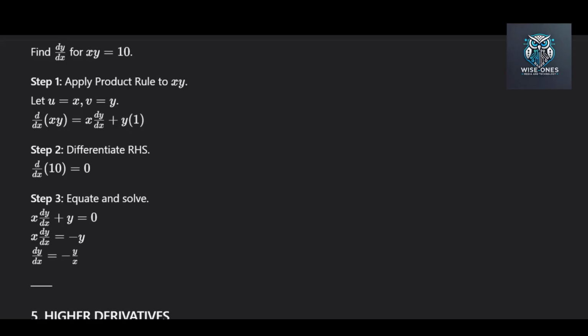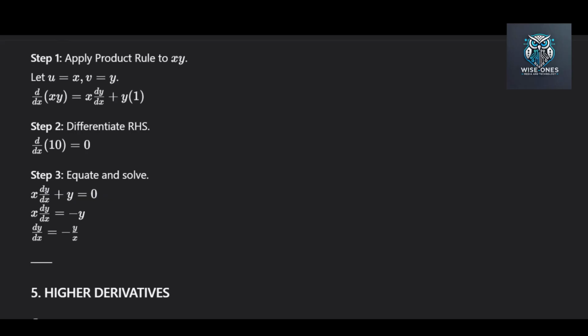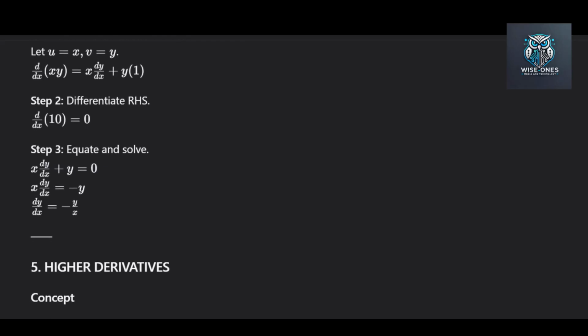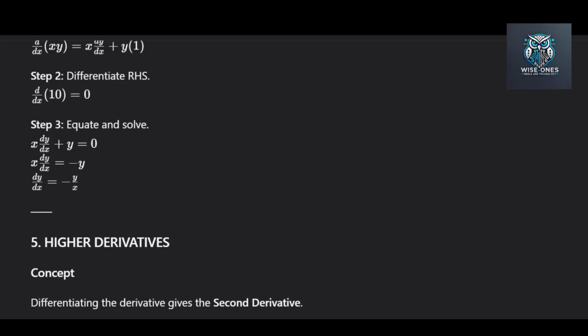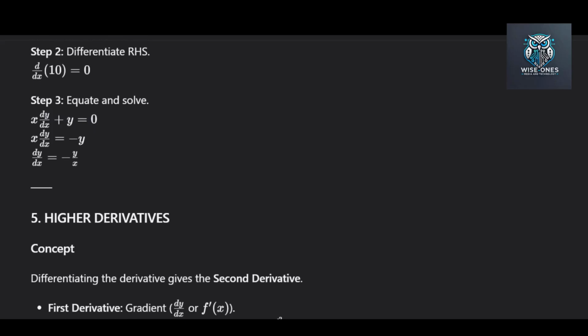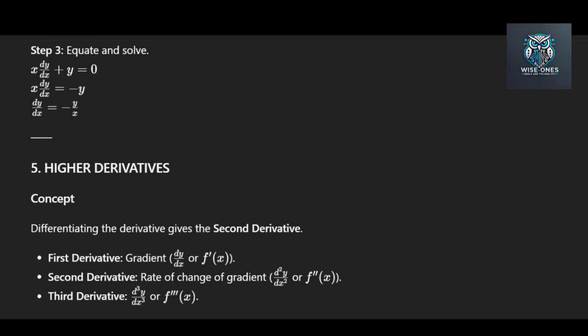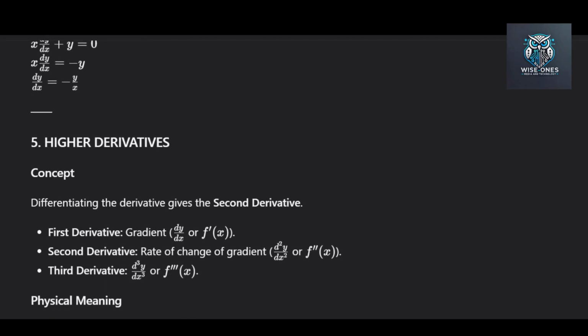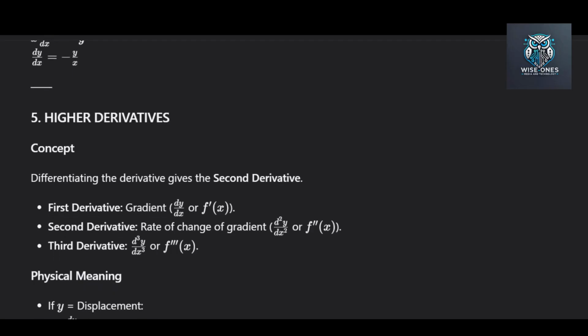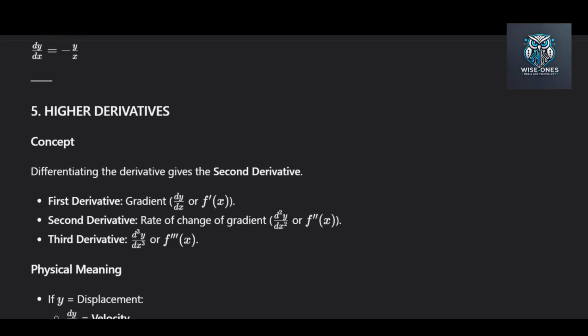Step 2. Differentiate the right-hand side. The derivative of 10 is 0. Step 3. Equate and solve. x dy/dx plus y equals 0. We want dy/dx. Subtract y from both sides. x dy/dx equals negative y. Divide by x. dy/dx equals negative y over x. Answer, dy/dx equals negative y over x.